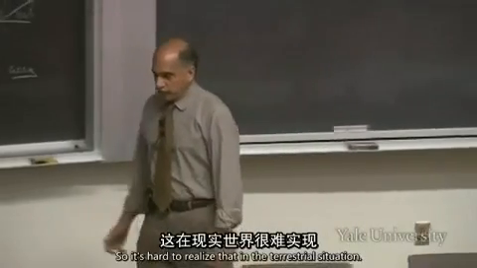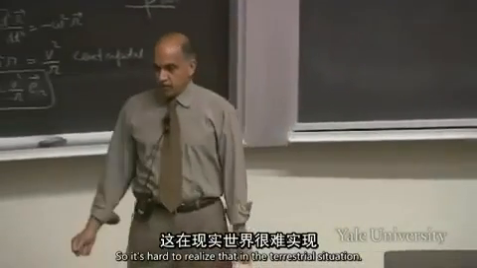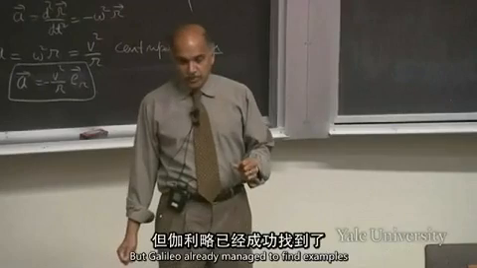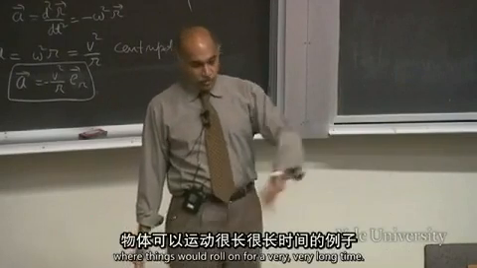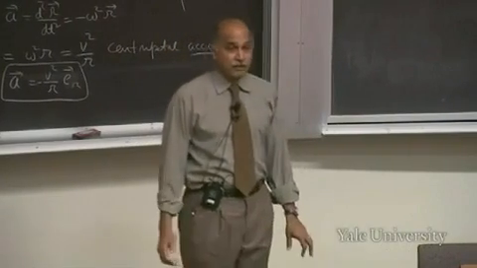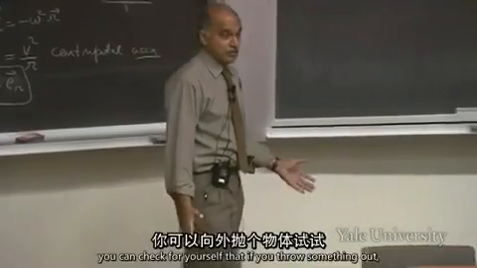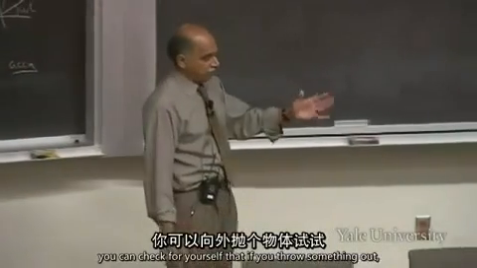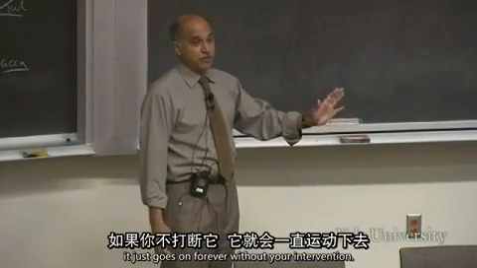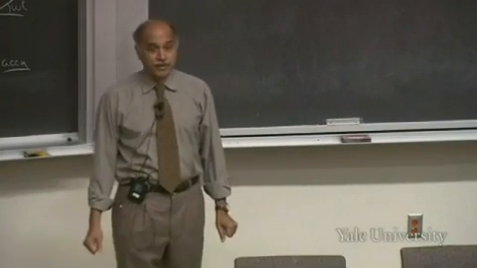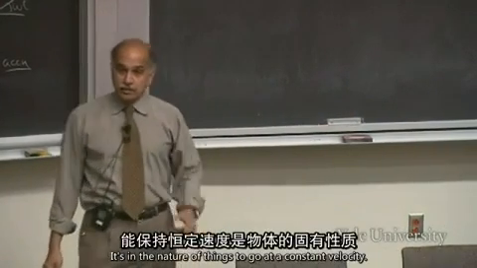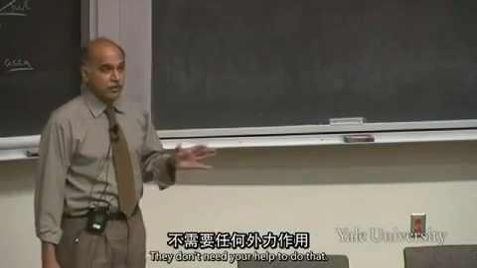It's hard to realize that in the terrestrial situation, but Galileo already managed to find examples where things would roll on for a very, very long time. But nowadays, if you go to outer space, you can check for yourself that if you throw something out, it just goes on forever without your intervention. It's the nature of things to go at a constant velocity. They don't need your help to do that.